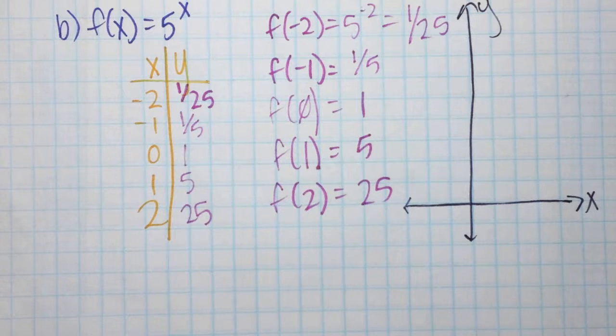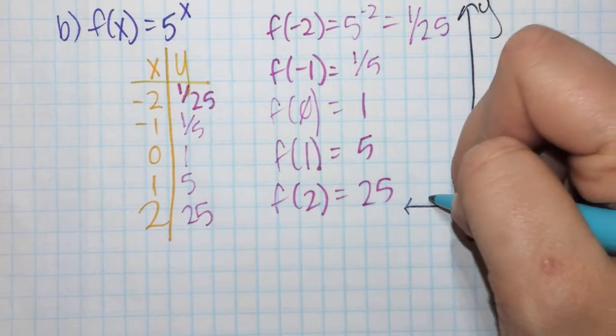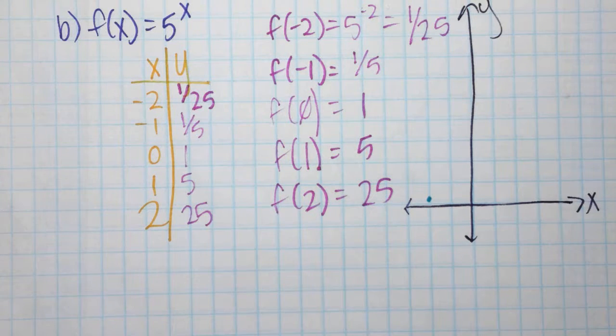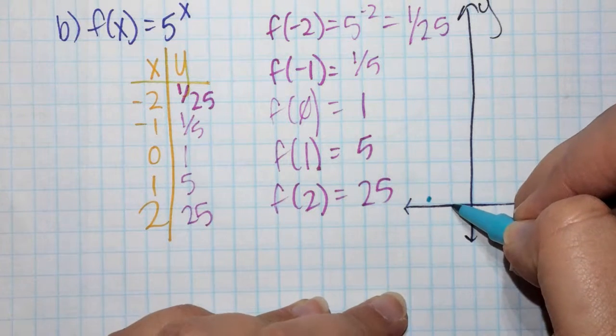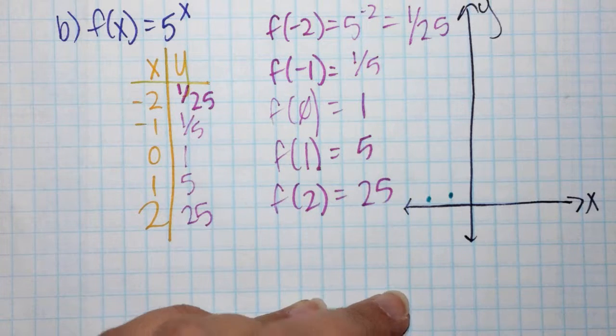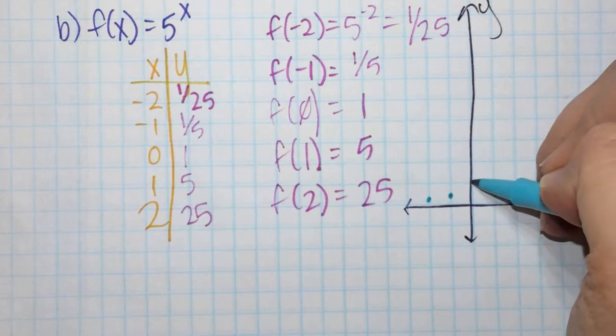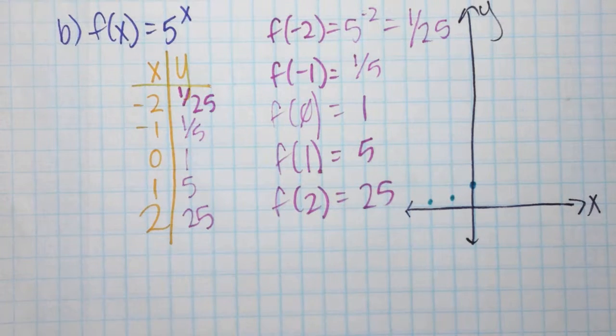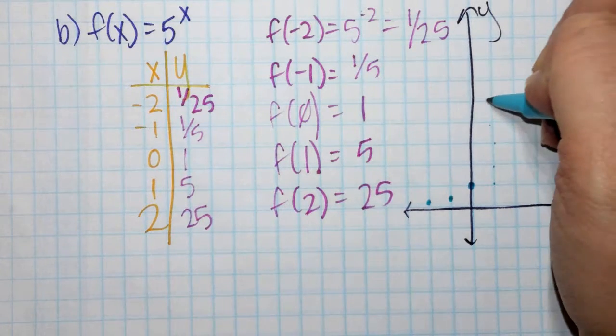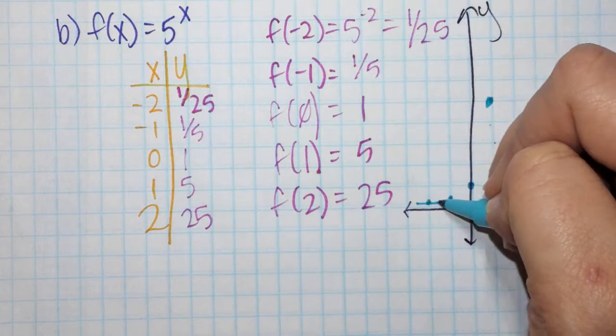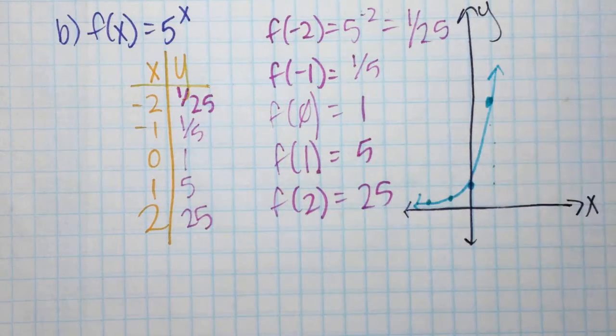Alright, so -2 on 1/25. Who can tell me how to plot that? Go to the left 2 and up a little bit. Alright, who can tell me how to plot negative 1, 1/5? Go to the left 1 and then up a little. Does it need to be above 1/25? Yes, because it's bigger. Alright, how can I get to 0, 1? Down 0 and up 1. How can I get to 1, 5? Right 1, up 5. And do I connect them? Yeah. Do I touch the x-axis? No. Is this a growth or decay? Growth. Look at us go.